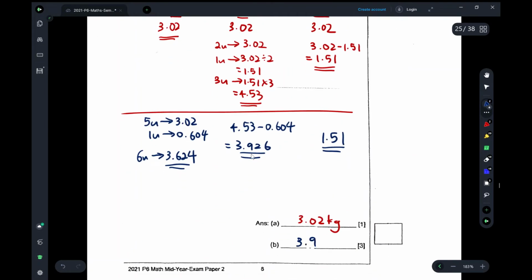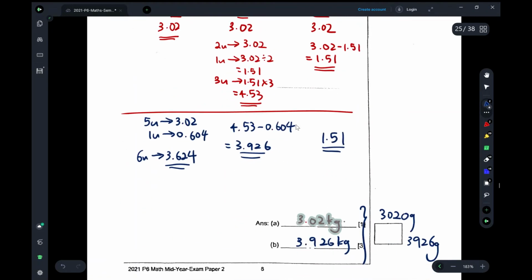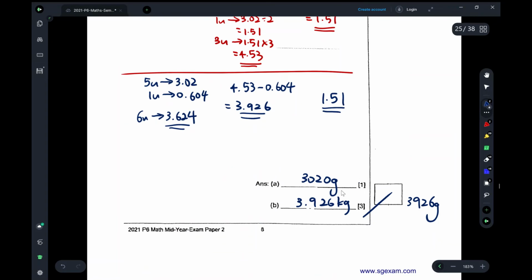Okay, so don't forget the unit, or you can express them in terms of grams. That would be 3020 gram, 3926 gram. Okay, either one will do because they did not specify in what. This one must be in grams. So this one has to be 3020 gram. Okay? Whereas this one can be either or because they didn't specify. Alright, so double check the question before we move on to the next question.